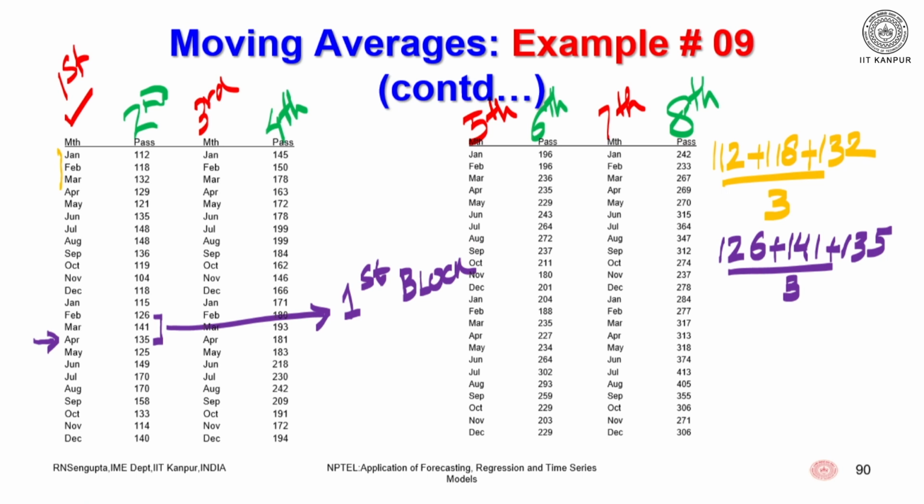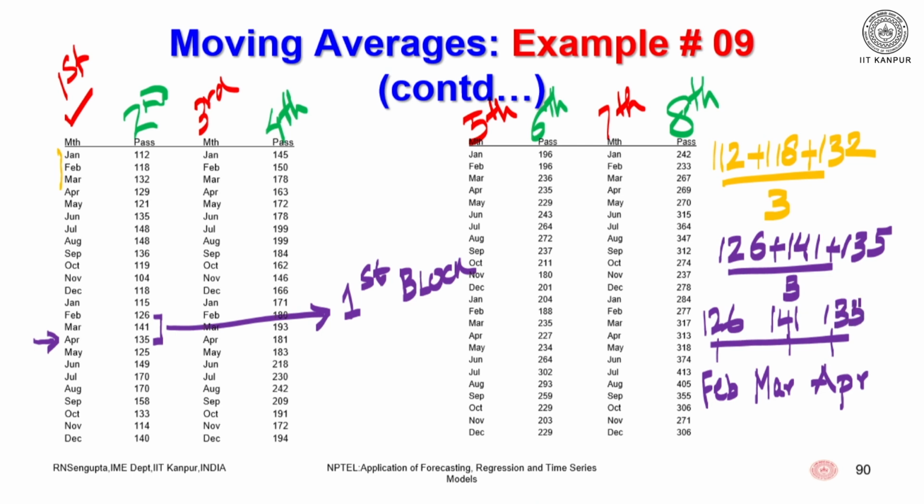Remember, we are trying to find out for April. That means April, if I consider here, the values are like this. For April, APR, for the month of March, MAR, for the month of February, FEB, the values are given as 126, 141 and 135. So, this is the first block of 3 months.